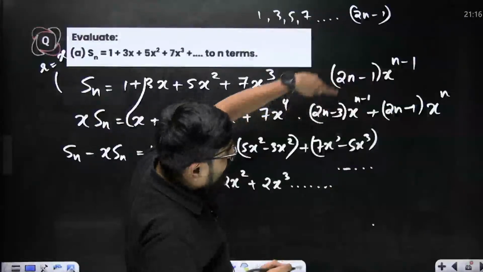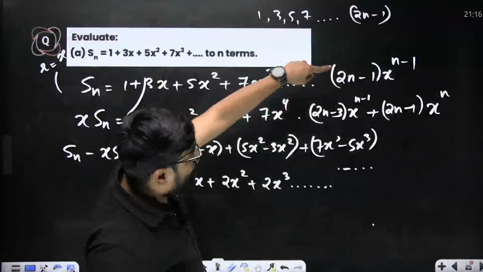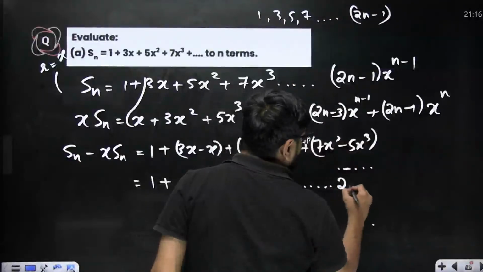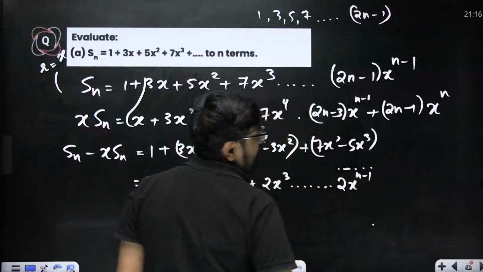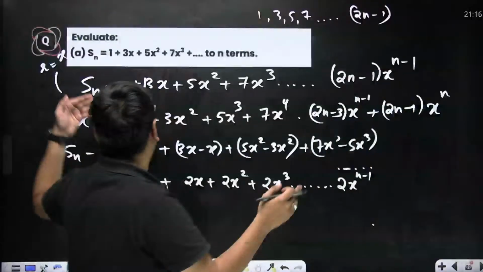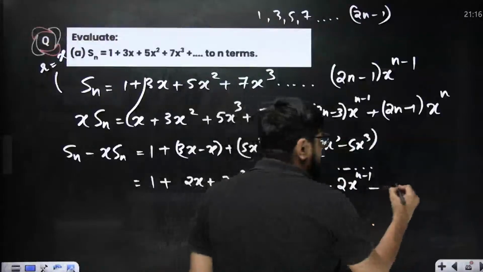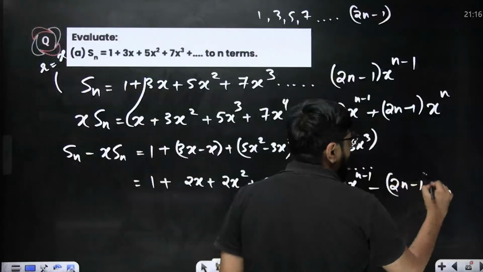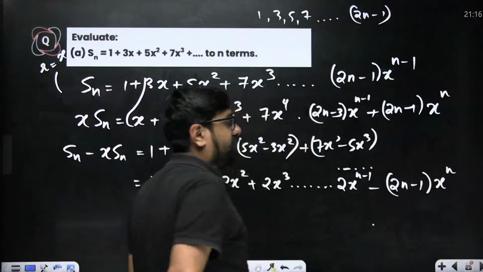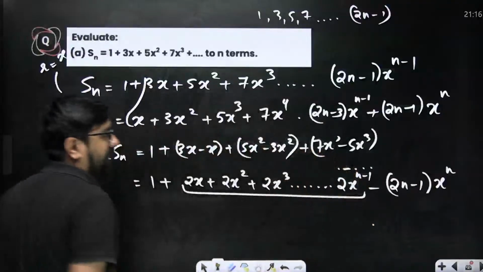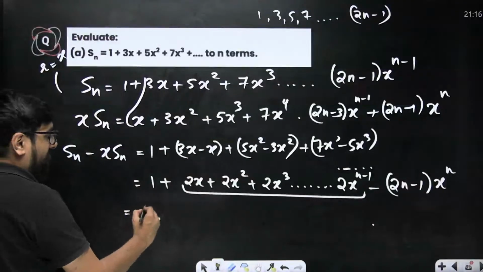Now subtract these two. Again we are getting what? 2n minus 1 minus 2n minus 3 will be 2. So 2 into x to the power n minus 1 will be the second last term. And because we are subtracting this from this, here we'll get a minus, and we'll have 2n minus 1 into x to the power n. Getting my point? Now this entire thing, it's a beautiful thing. We know what to do with it.